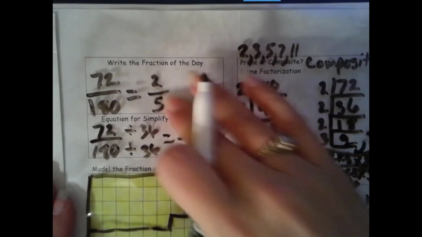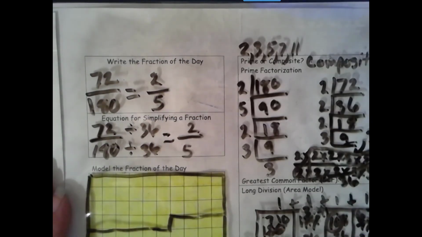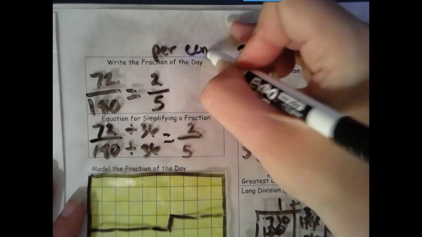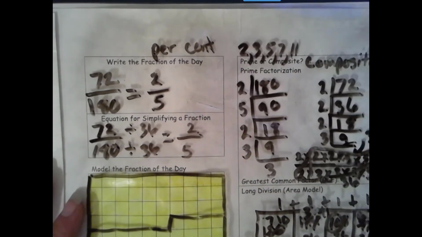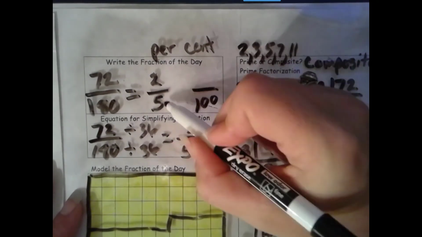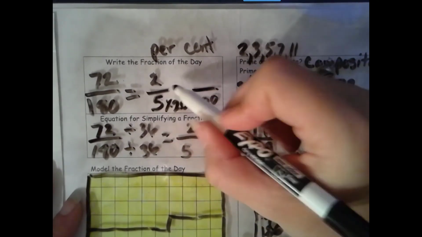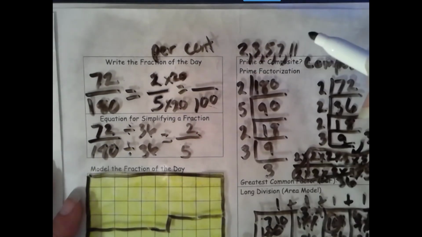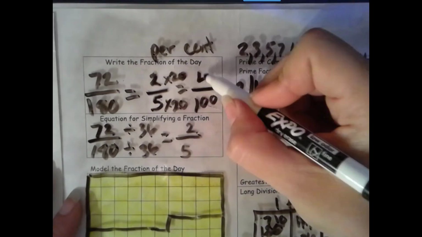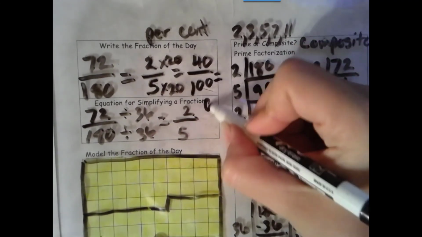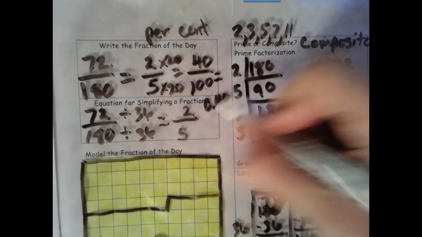But we're not done, because 5 is one of those special numbers that we can make into a percent. Cent means 100, per is through, so through 100. So to get 100 in the denominator, I multiply by 20. 20 nickels makes $1. So I also have to do that to the numerator. 2 times 20 is 40. So 2 fifths is the same as 40 hundredths.